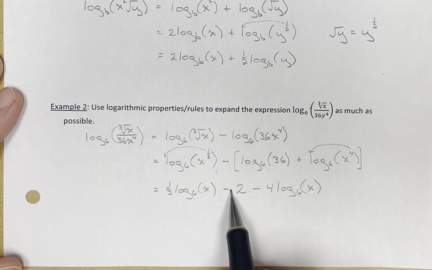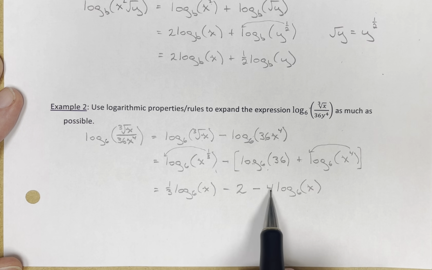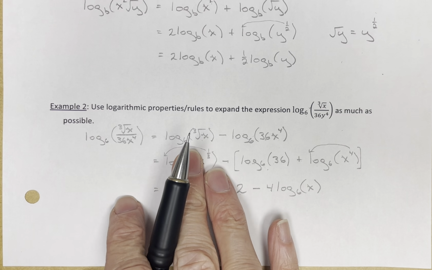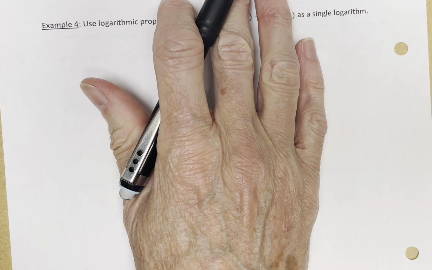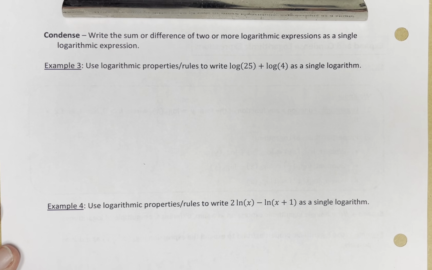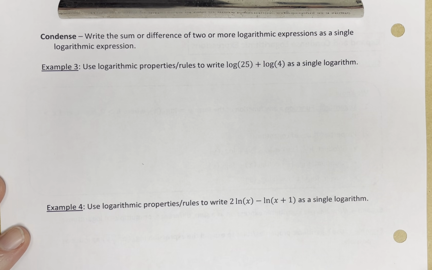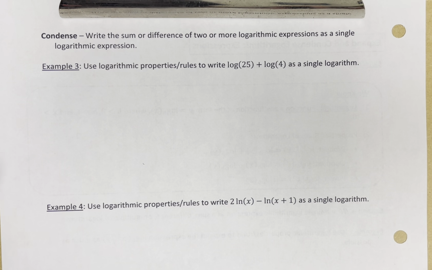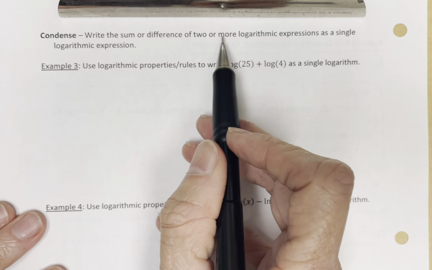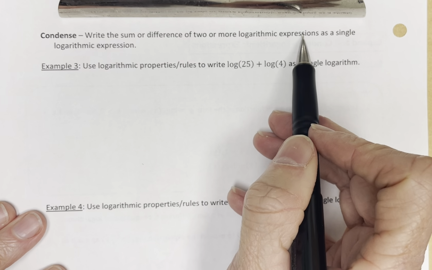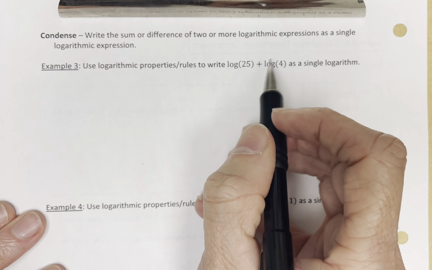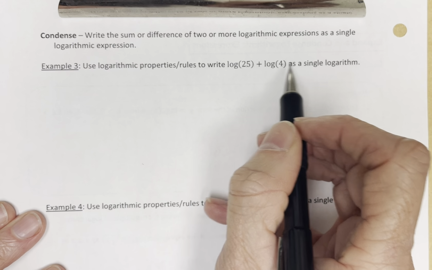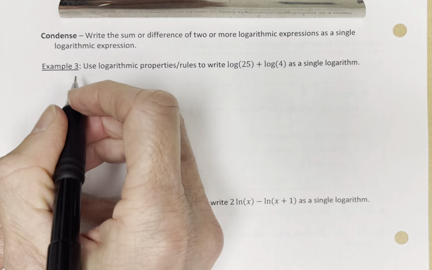In this case, I've got some differences. I've got a number in the middle, and I've got some multiples going on here. Let's go the other way, and let's condense. The opposite of expanding is condensing. Okay, write the sum or difference of 2 or more logarithmic expressions as a single log. We're just going backwards. So here I have 2 logs, and I want to turn it into a single log.